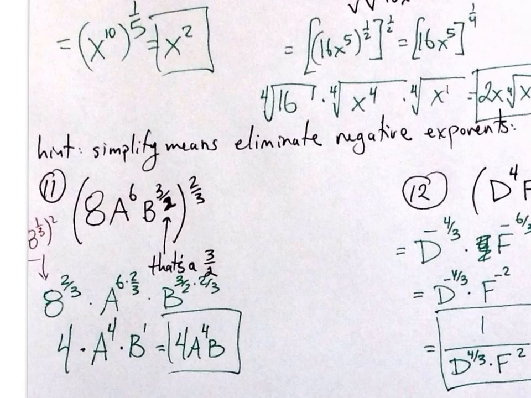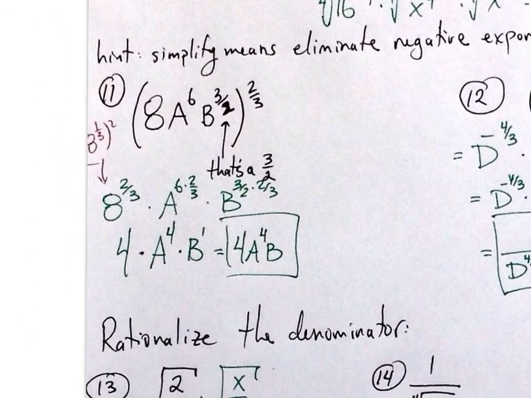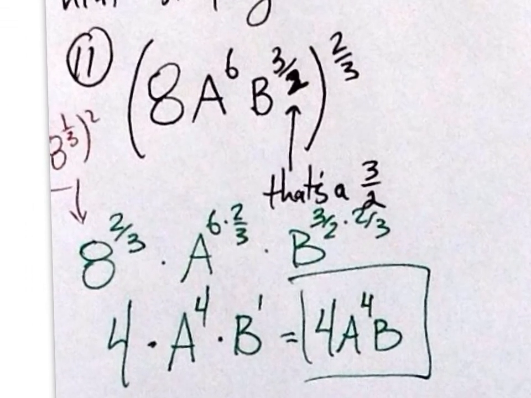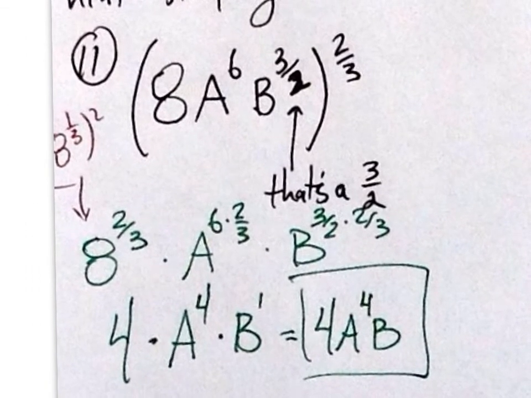And then let's see, hint, simplify means eliminate negative exponents. All right. So what do we have? It's a little messy here. This is to the 3/2. So we have all this stuff being raised to the 2/3. So 8 to the 2/3, a to the 6 to the 2/3. Notice how exponent to exponent, we're multiplying the exponents, and b to the 3/2 to the 2/3. So exponent to exponent, multiplying the exponents.